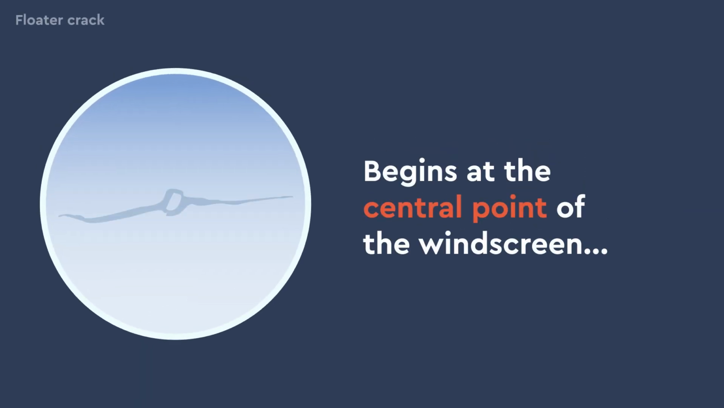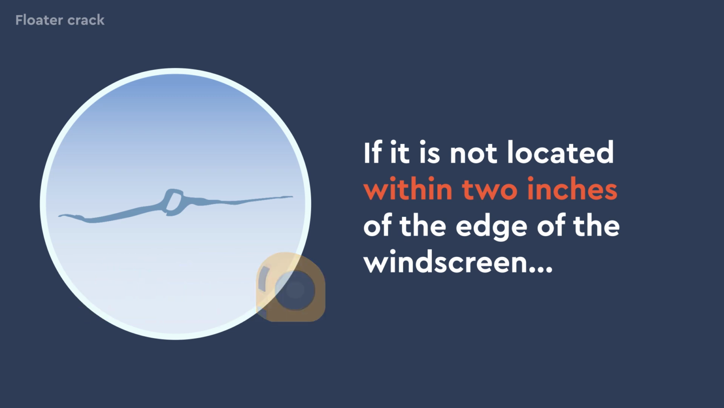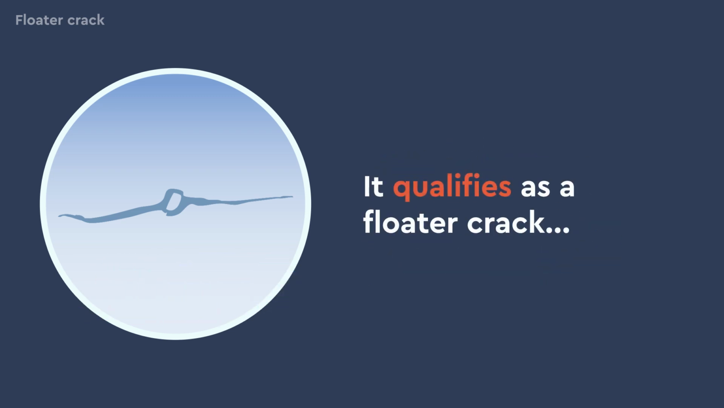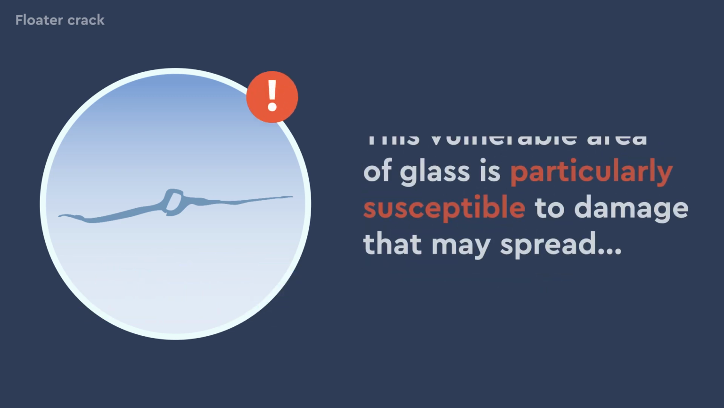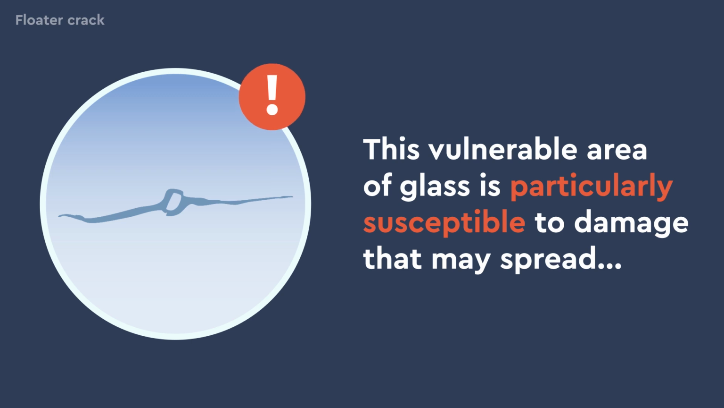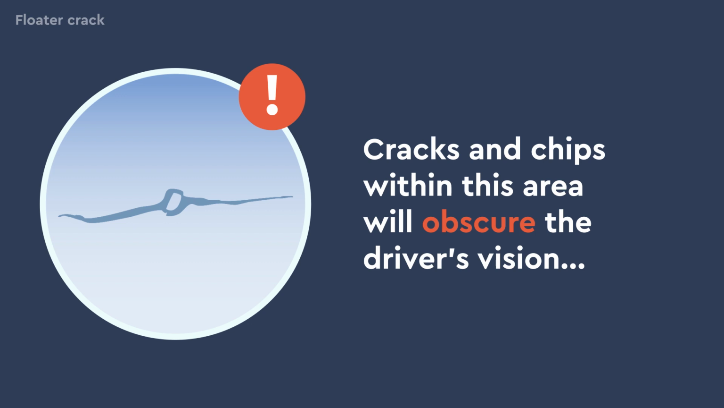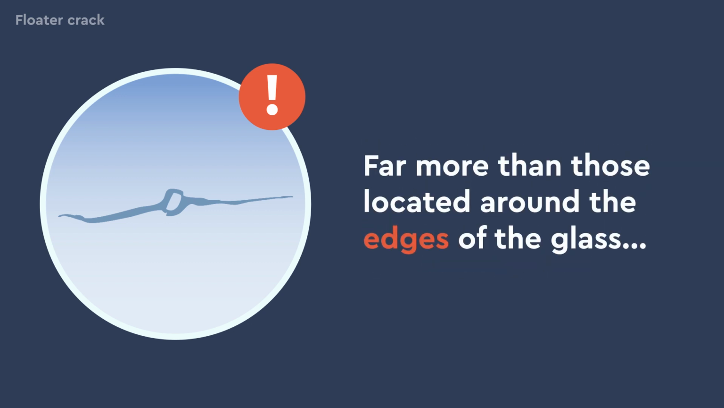A floater crack. This type of crack begins at the central point of the windscreen. If it is not located within 2 inches of the edge of the windscreen, it qualifies as a floater crack. This vulnerable area of glass is particularly susceptible to damage that may spread, not to mention that cracks and chips within this area will obscure the driver's vision far more than those located around the edges of the glass.